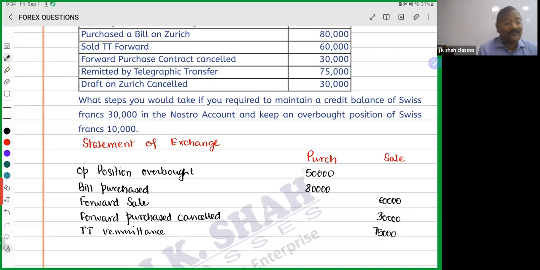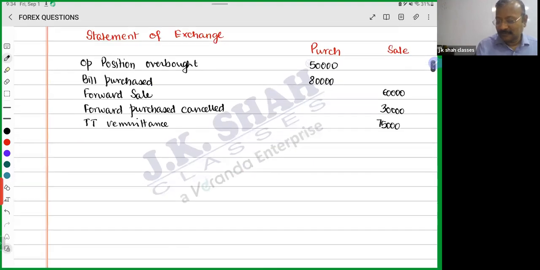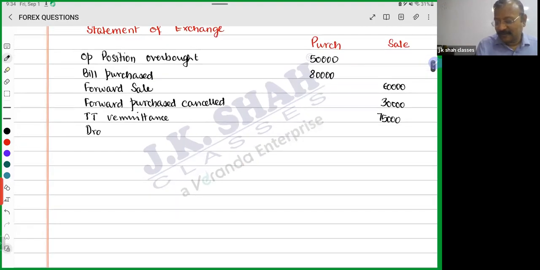Where will you enter this draft on Zurich cancelled? Debit, no? Because remember, draft on Zurich cancelled means as a bank it would have first issued a draft, then that draft would get cancelled, no? Right? So when it issued, sale. Now draft issued, cancelled. 30,000.